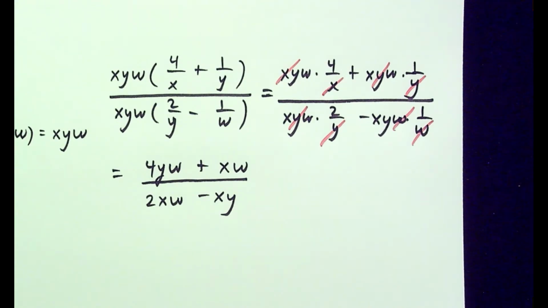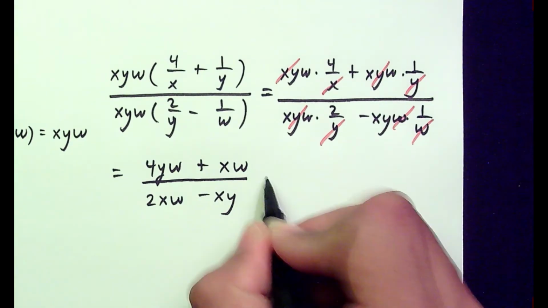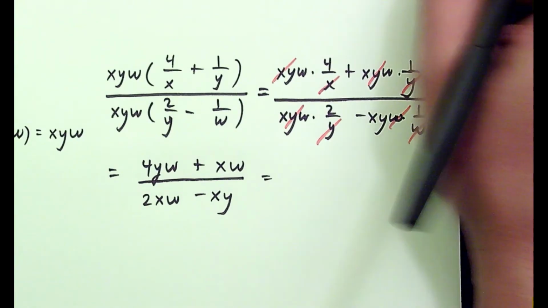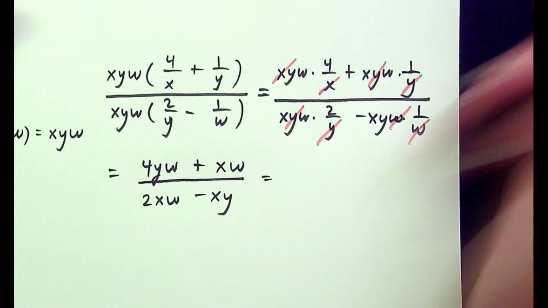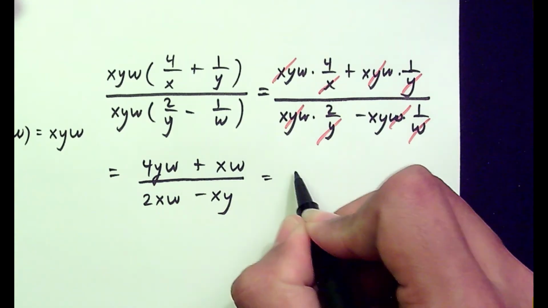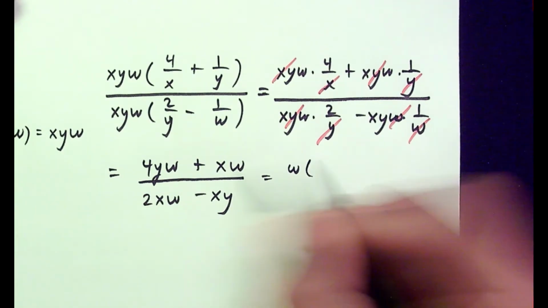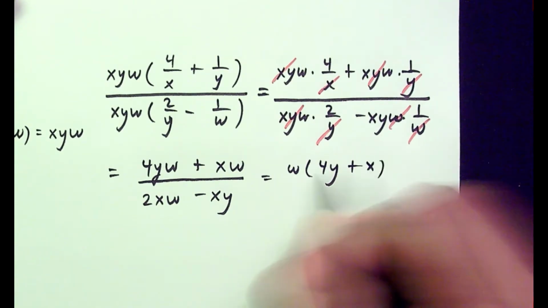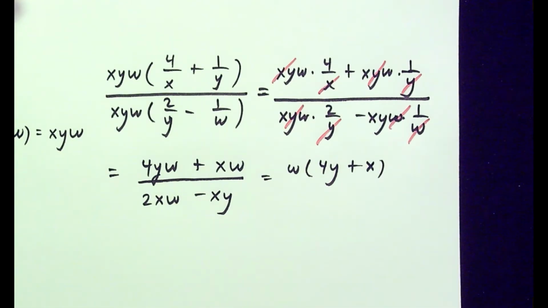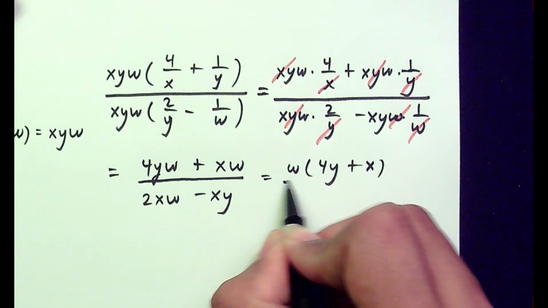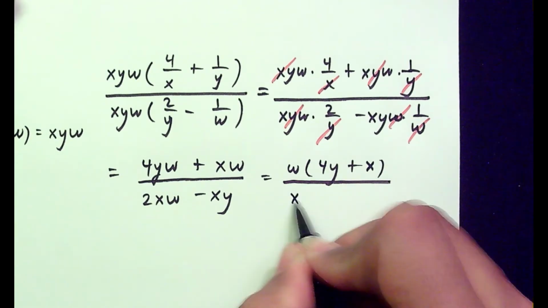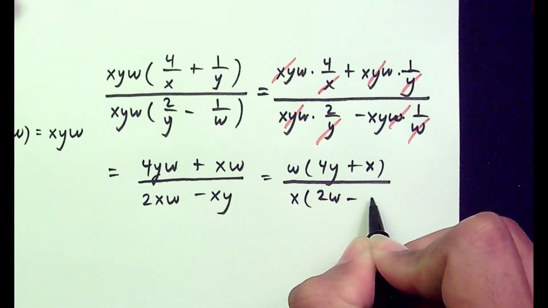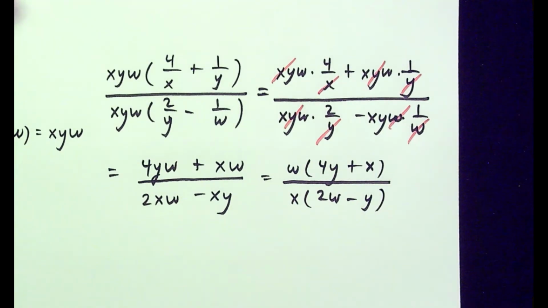Okay, and then you should always ask whether this is the end. Is this simplified as much as possible? Are we done? Well, I don't know, but we should try to factor and see if anything cancels. So from the top, you can factor this. You pull out a w, which is common, and then you have 4y plus x, and there's really nothing more that you can do to factor that further. And from the bottom, the x is common, and you have 2w minus y, and there's nothing else you can do to factor that further.